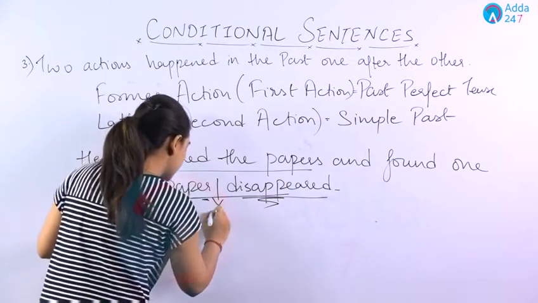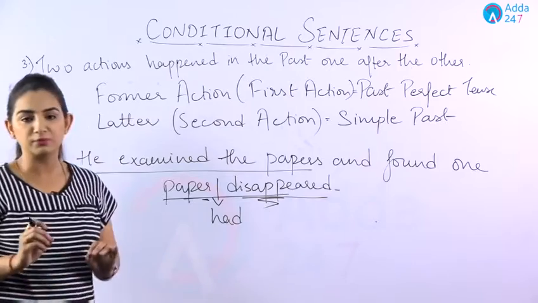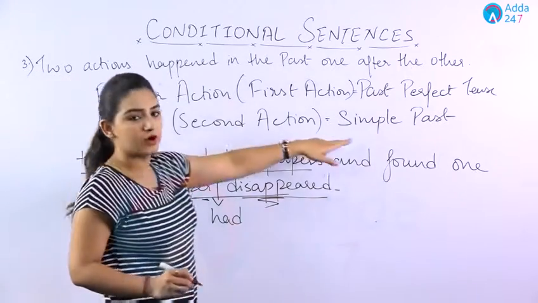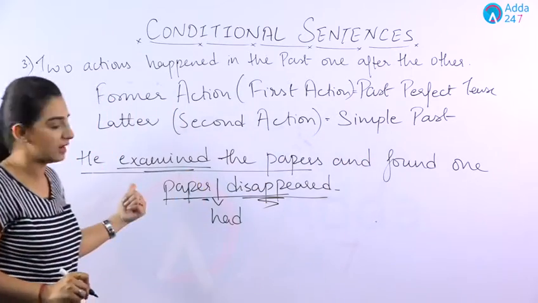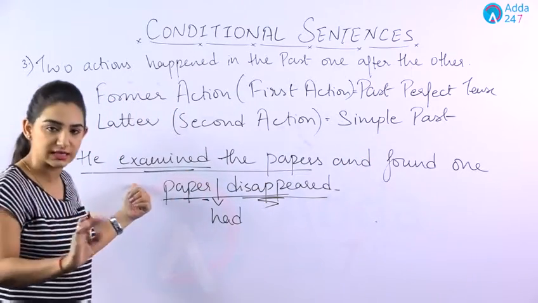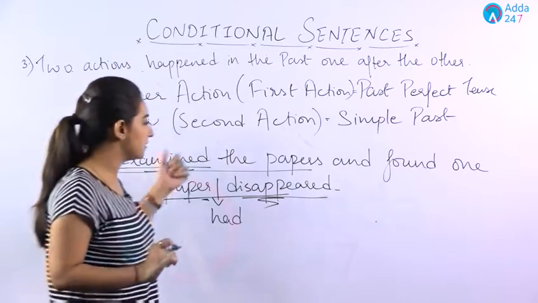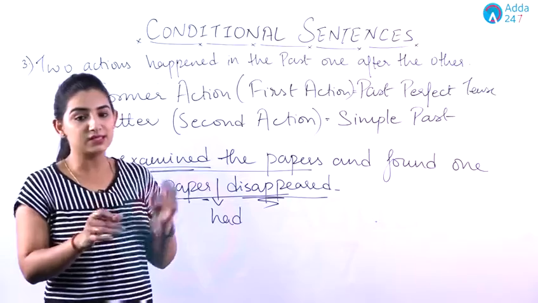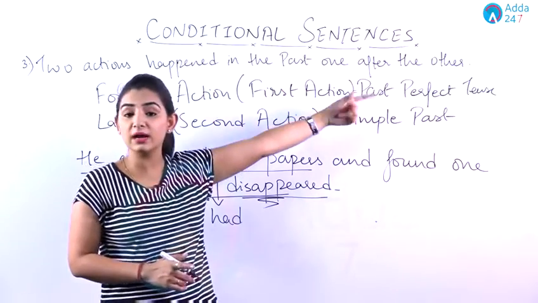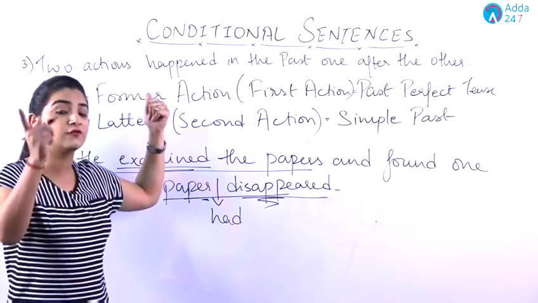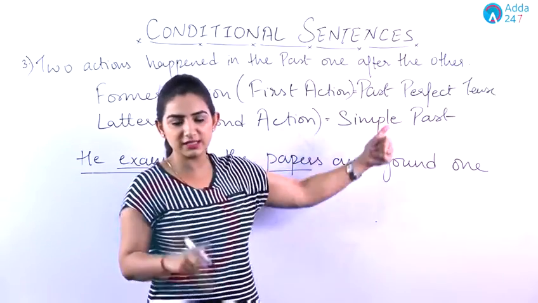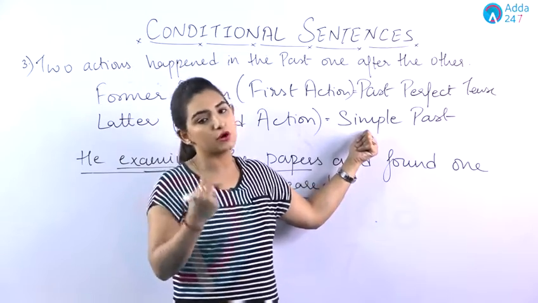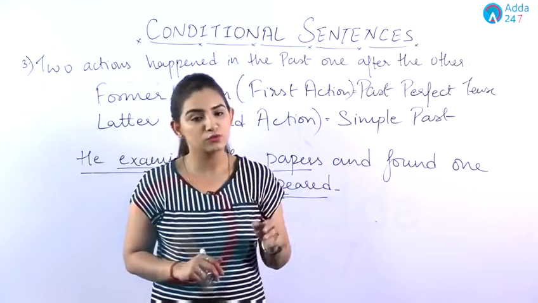What we need to do is place had, and the correct sentence will be he examined. Now you can see examined is verb second form used as simple past. The latter action is defined in simple past, which is correct. So the sentence is he examined the papers and found one paper had disappeared. So what happens? Two actions in the past happened one after the other. The former action that completed first will be in past perfect tense. The action that completed second will come under simple past tense or past indefinite tense. Now let's move on to the next rule.